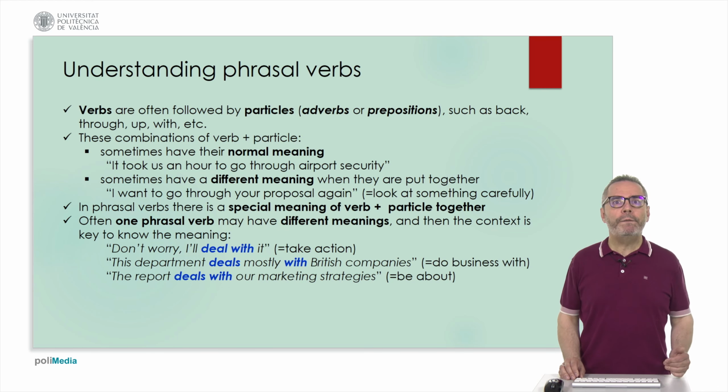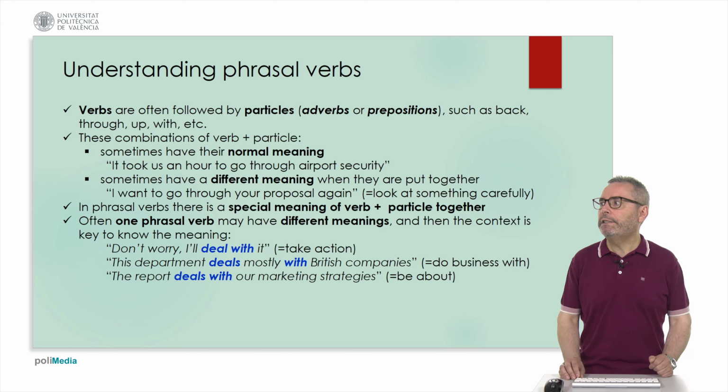Verbs are often followed by particles that can be adverbs or prepositions, such as back, through, up, with, and many others. And this combination of verb plus particle sometimes has a normal meaning, such as in, "It took us an hour to go through airport security." But sometimes, very often, they have a different meaning which is not logical from the combination of the two parts, such as in this example, "I want to go through your proposal again," which means to look at something carefully.